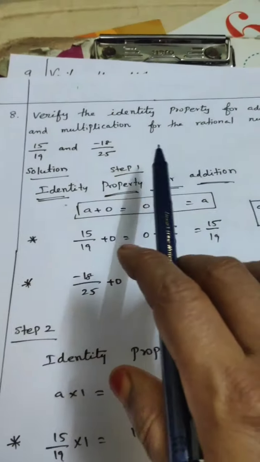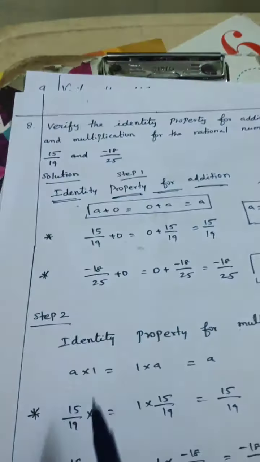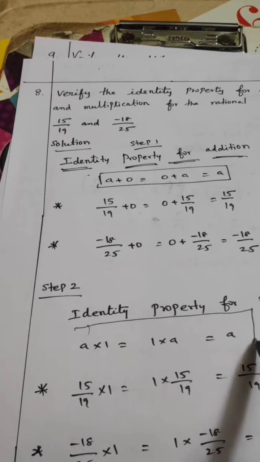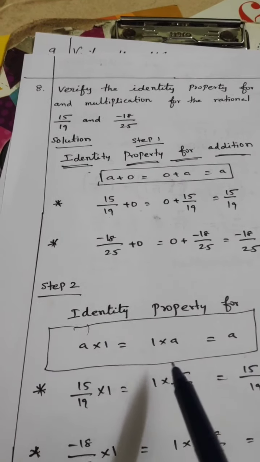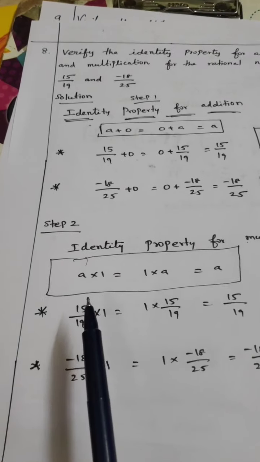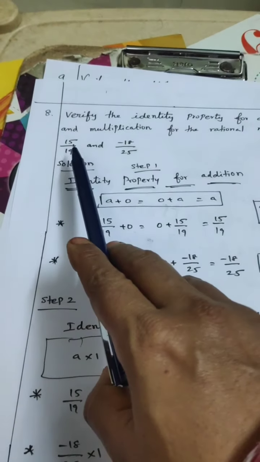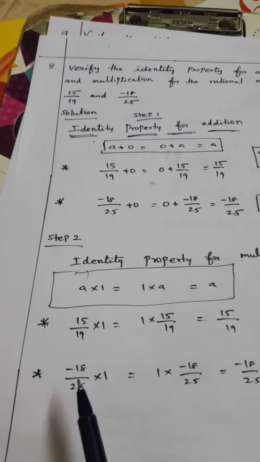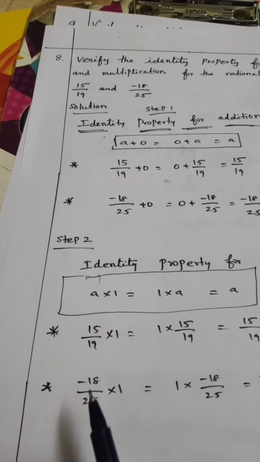Next step 2. What is the one? Identity property for multiplication. What is the identity property for multiplication formula? A into 1 is equal to 1 into A equal to A. This is the identity property for multiplication. What is the value of A value? See the question, 15 by 19. Next question, A value equal to minus 18 by 25.